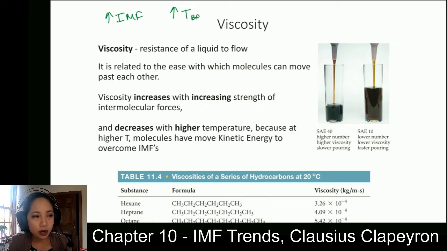Some of the physical properties that we're going to talk about, viscosity, surface tension, and vapor pressure, all use that same type of logic: the more intermolecular forces present in the sample, the more attractions that sample has. So it makes sense when we think about viscosity, or the resistance of a liquid to flow. For example, honey or molasses are very viscous substances because they flow very slowly. There's lots of resistance for that substance to flow.